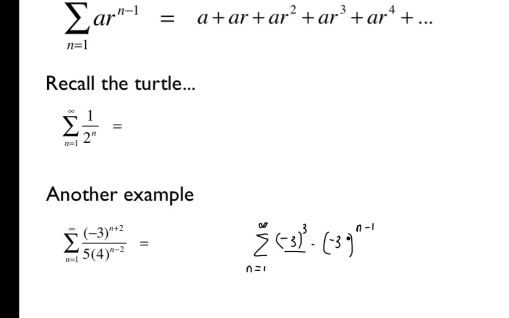Okay, what about... So actually, I wanted to do that over here. So I got negative 3 cubed times negative 3 to the n minus 1, first of all. What about this 4? We need that 4 to be to the n minus 1. So how are those different? I need one more 4. One more 4 here.